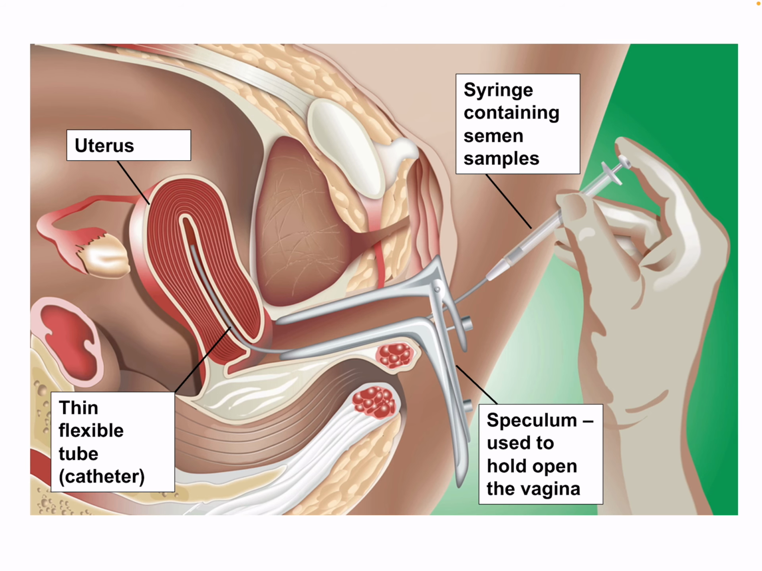Okay, this is a much clearer diagram, right, showing the vagina being held open by a speculum. You've got a syringe containing semen samples, and the catheter has been inserted through the cervix into the uterus, and that is being used to deposit the semen into the uterus.